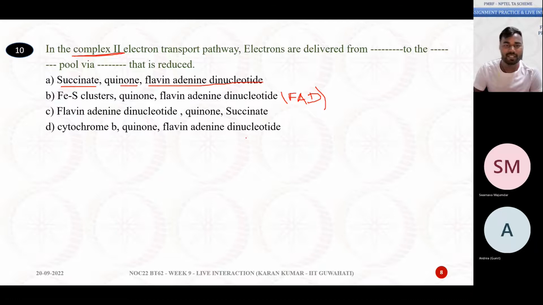Most of the questions that I have taken are from the electron transport chain because that is the major target of most of the competitive exams. That is why I have taken more questions from this electron transport chain. So any idea about this?